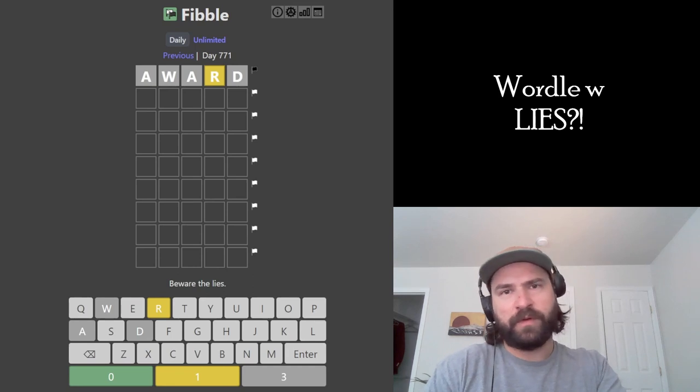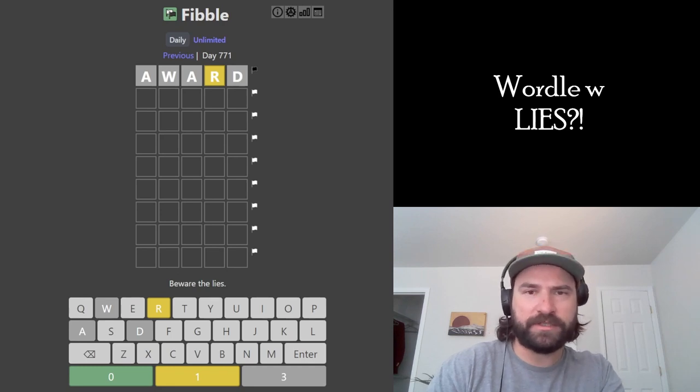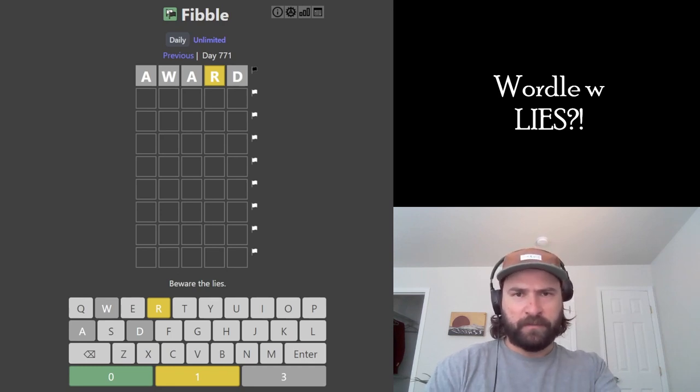All right, let's match a Fibble. Fibble's a Wordle game that lies to you once a line, so one of these tiles in this top guess is the wrong color. Could definitely be the R. We may not have any letters so far, so I'd like to get five unique characters right off the bat.